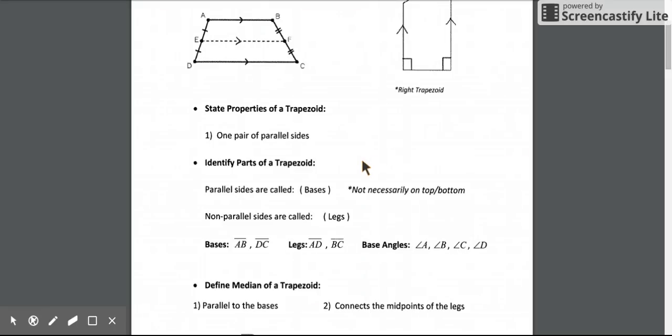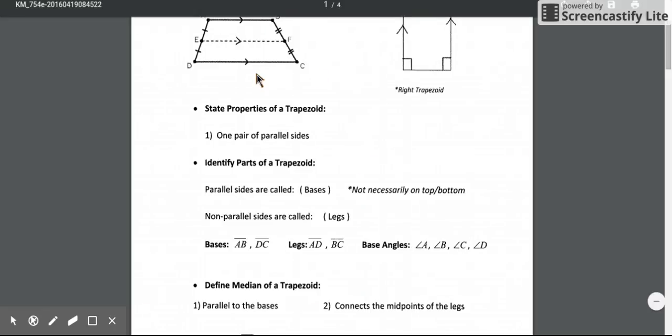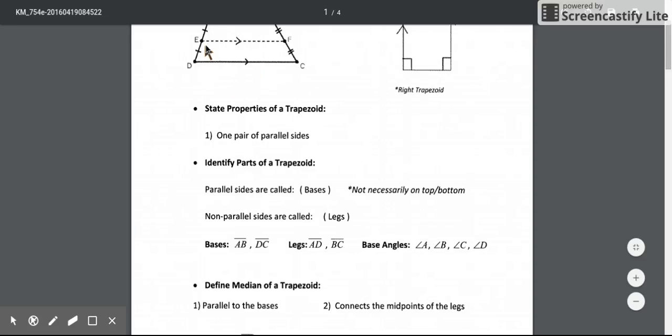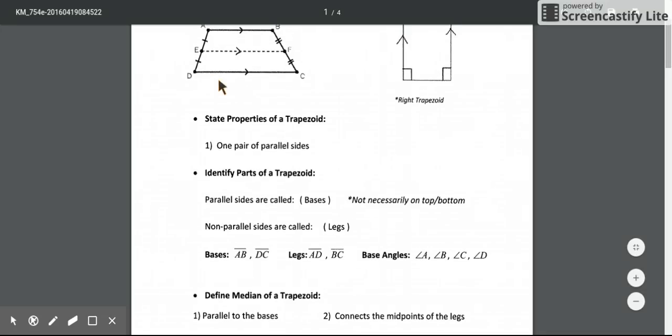Let's talk about one more piece of a trapezoid. It's called the median. Just like medians of a triangle connect the midpoints of the legs, well, the median of a trapezoid is going to do the exact same thing. So the median is always parallel to the bases, and it's always going to connect the 2 midpoints of the legs. So point E is in the middle of segment AD. If it's in the middle, that means it just broke up this side into 2 equal halves. So segment DE is congruent to segment AE.